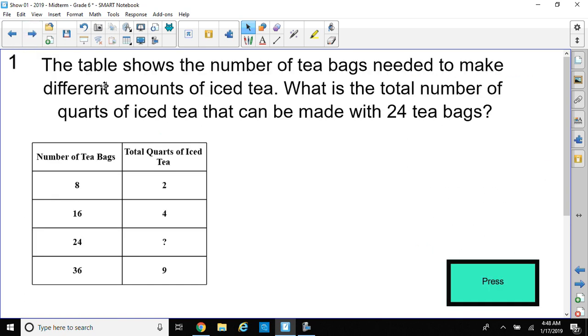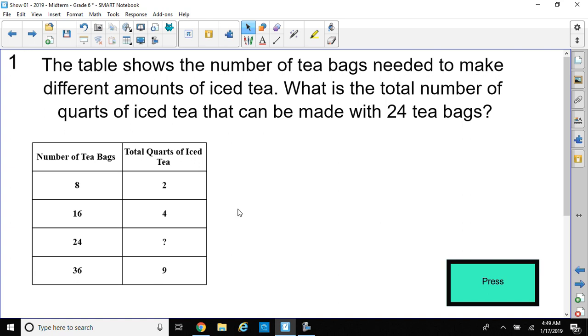Okay, let's get started. The table shows the number of tea bags needed to make different amounts of iced tea. What is the total number of quarts of iced tea that can be made with 24 tea bags? So here's the chart. The number of tea bags is in the first column. Total quarts of iced tea made is in the second column. So 8 tea bags will make 2 quarts of iced tea. 16 will make 4 quarts of iced tea. 24 is what we're trying to find out. 24 tea bags will make how many quarts? So 36 will be making how many? We'll be making 9 quarts.